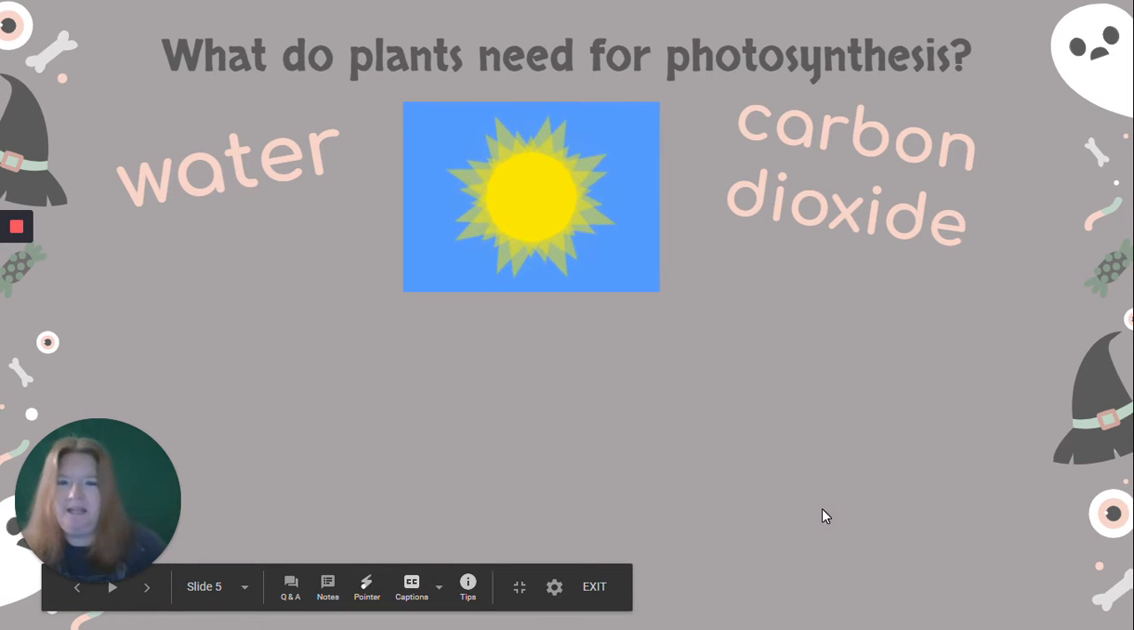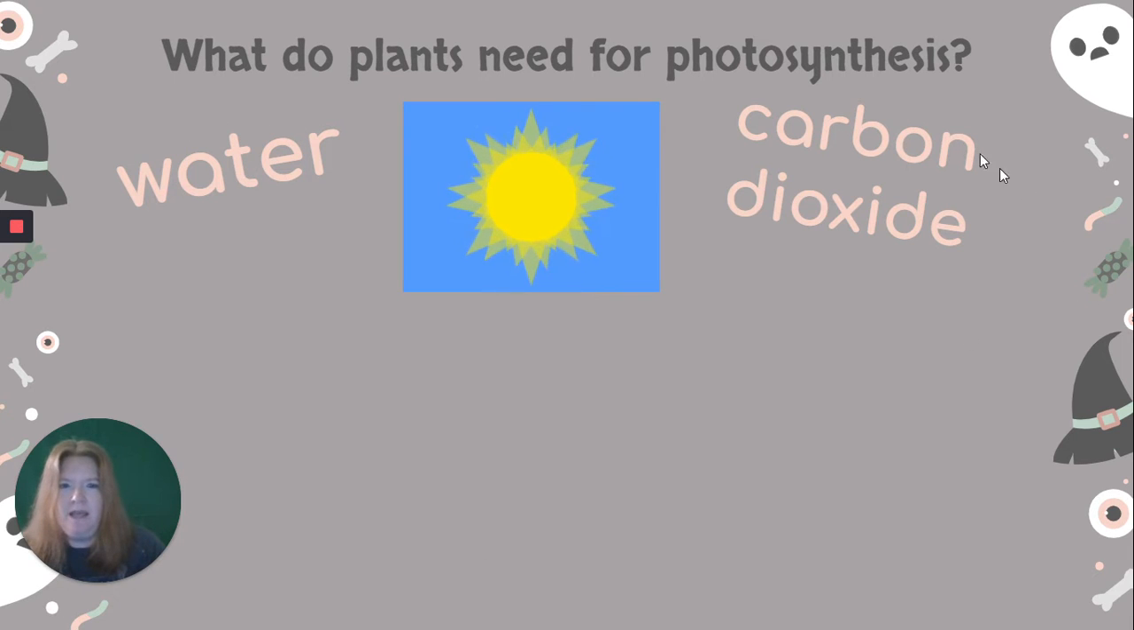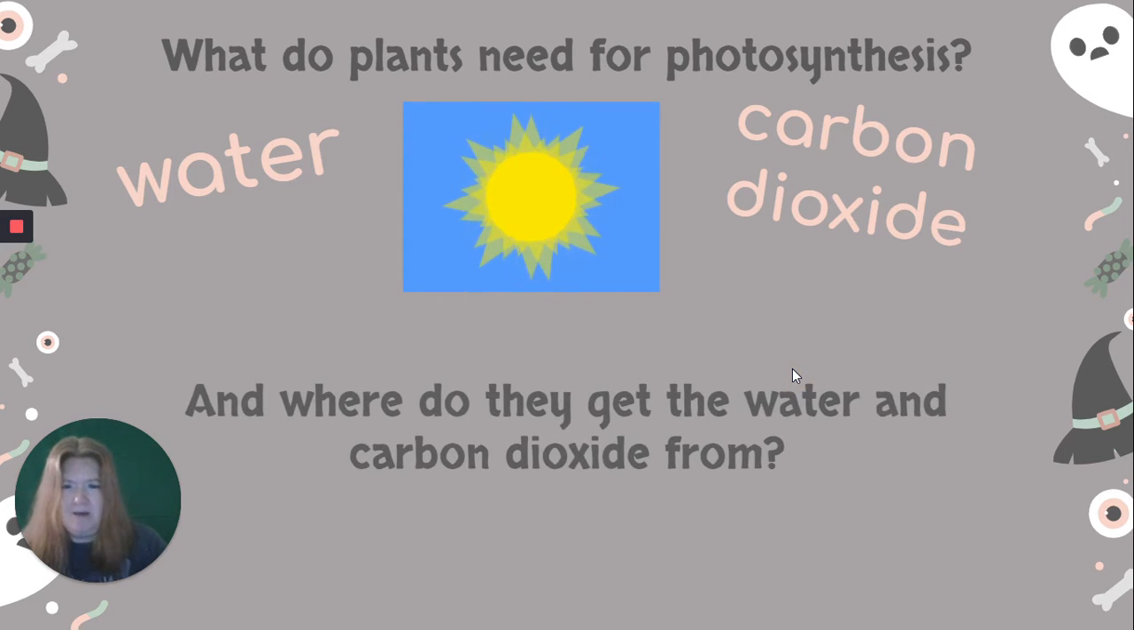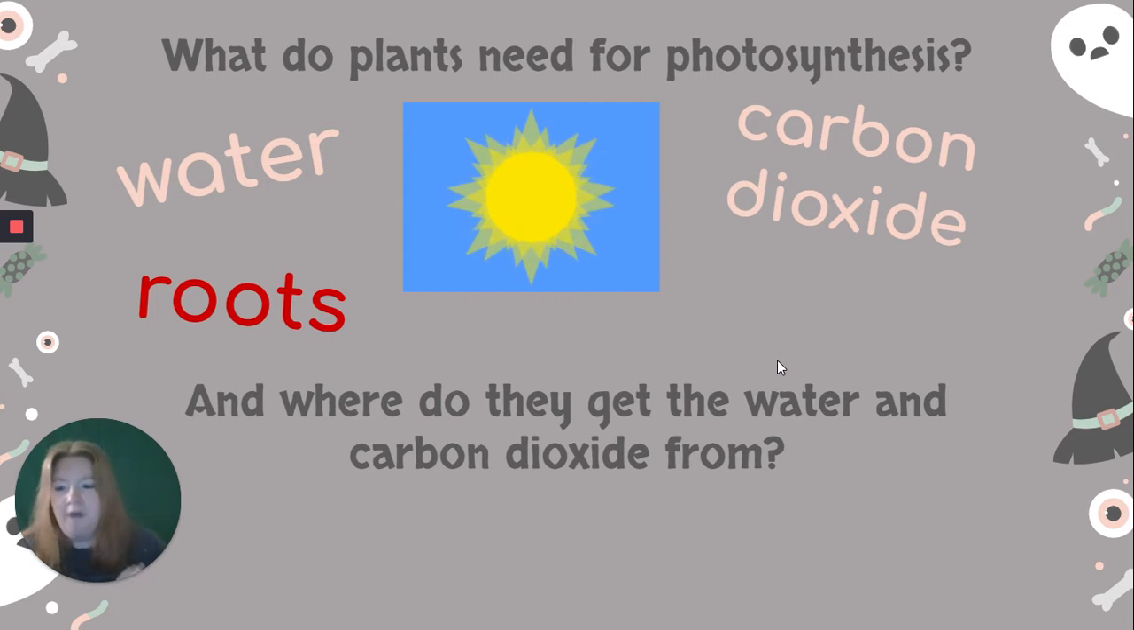What do plants need for photosynthesis? Remember, they need water and carbon dioxide and sunlight to start the process of photosynthesis. But where do they get the water and the carbon dioxide from? Well, primarily, they're going to get the water from their roots. Okay? But where do they get the carbon dioxide from? And that's kind of what we're going to focus on today. They're going to get the carbon dioxide from the air.